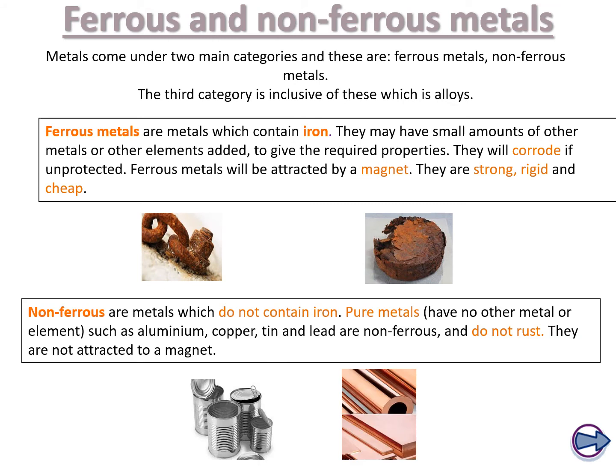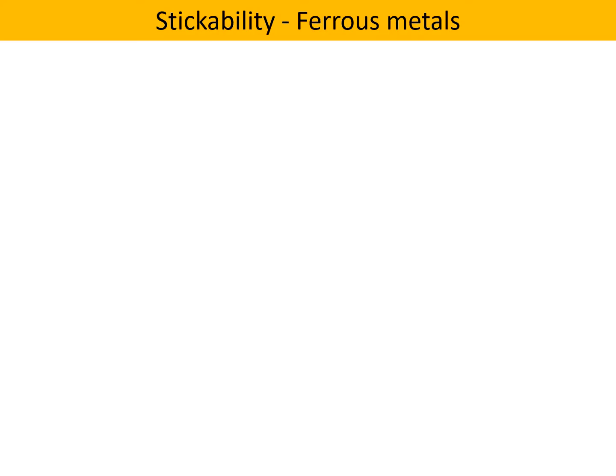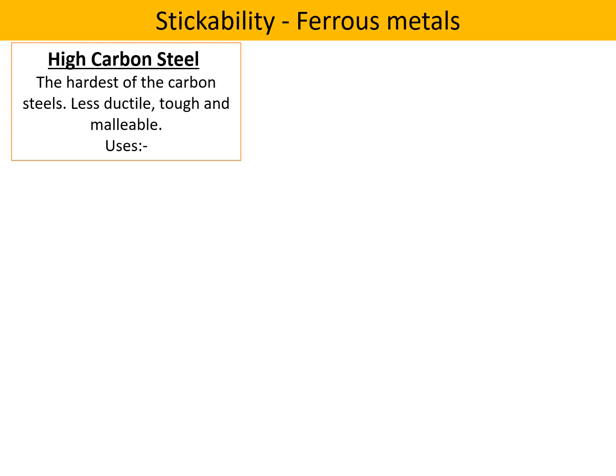Non-ferrous metals do not contain iron. They are pure metals. This means they do not rust. Looking at the pictures, you can easily identify a ferrous from a non-ferrous metal. Let's talk about ferrous metals first.